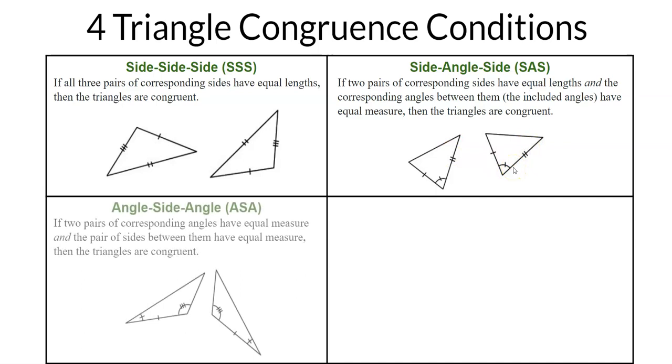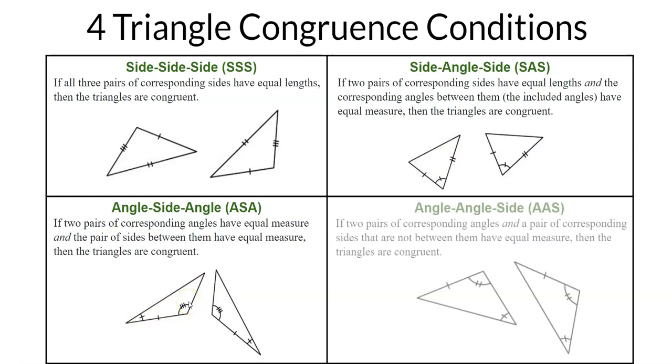The third condition is angle, side, angle, where if 2 pairs of corresponding angles have equal measure and the pair of sides between them have equal measure, then the triangles are congruent. As you can see, this one starts off with an angle right here, and immediately after it is a congruent side, and then after that is another angle. This is kind of like the opposite of the previous one, because we started off with side, angle, side on that one, whereas this one we start off with angle, side, angle instead.